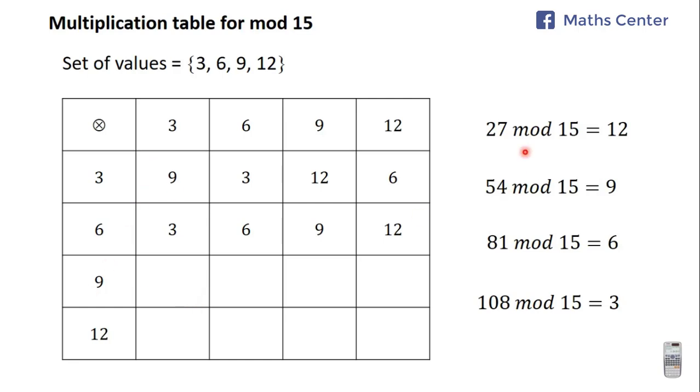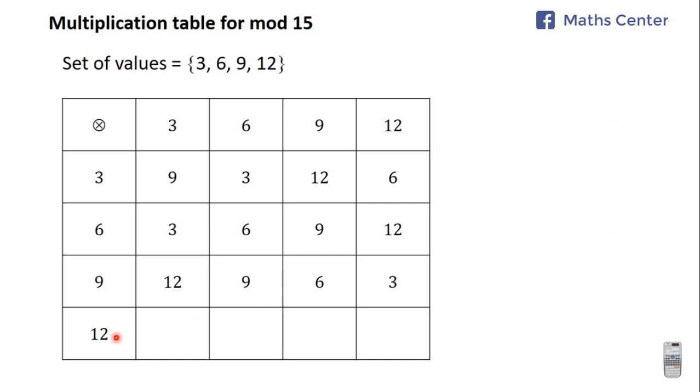9 times 3 will give us 27. 27 mod 15 is 12. 9 times 6 will give us 54. 54 mod 15 is 9. 9 times 9 will give us 81. 81 mod 15 is 6. 9 times 12 will give us 108. 108 mod 15 is 3. Let's move on to the last rule.